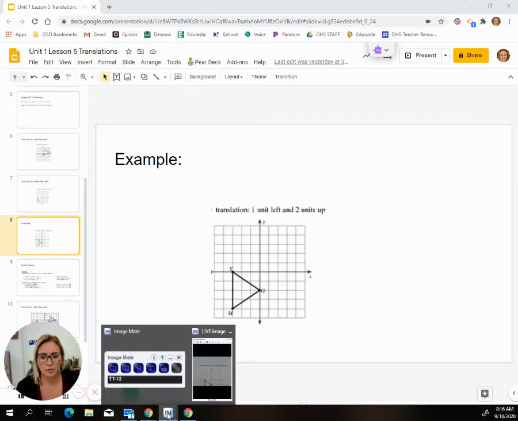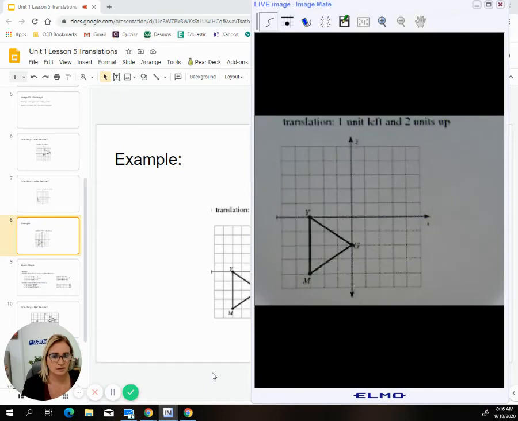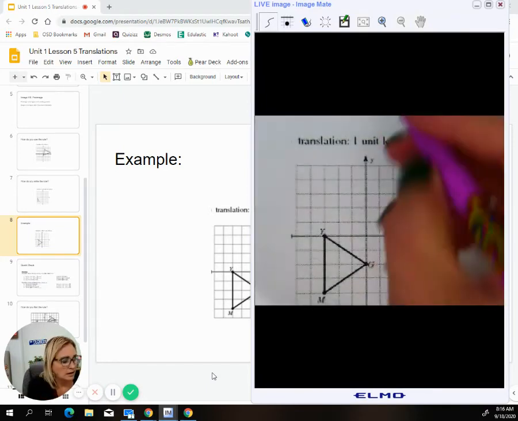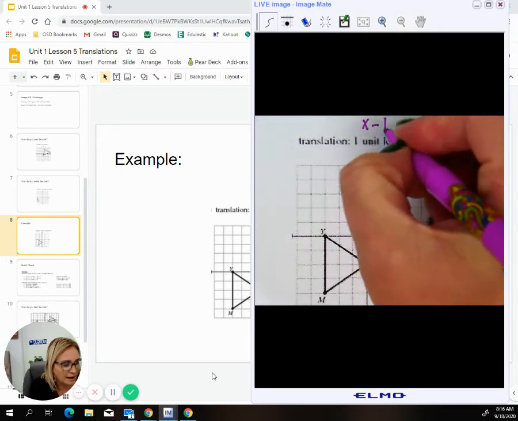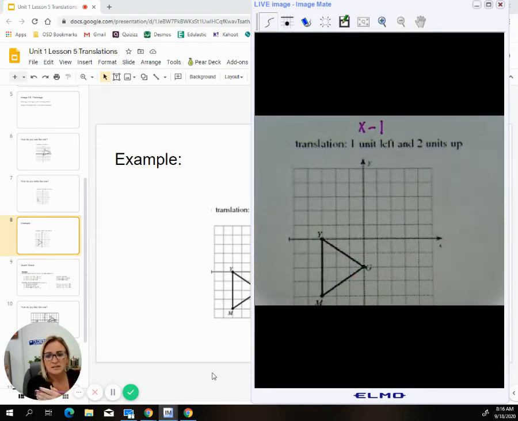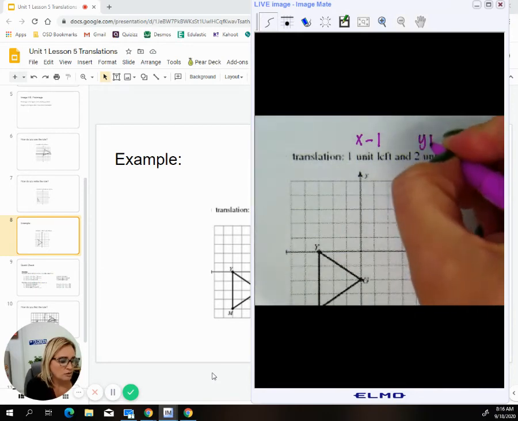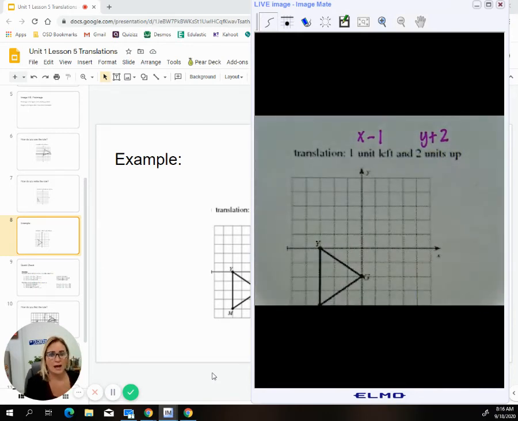So we are starting with 1 unit to the left. And again, I'm going to pull up my other screen so that you can see this. Left is X, and moving to the left is a negative. So we're moving 1, subtracting direction. And again, this one gives us 2 units up, just like that last one. So Y is going up 2.